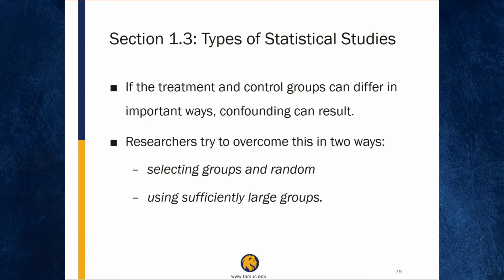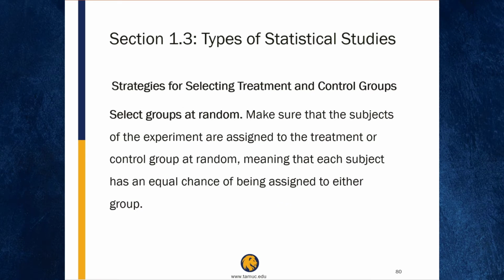If the treatment and control groups can differ in important ways, confounding can also result. And so researchers try to overcome this in 2 ways. 1, by selecting groups at random, or 2, using sufficiently large groups. So by selecting groups at random, we make sure that the subjects of the experiment are assigned to the treatment or control groups at random, meaning that each subject has an equal chance of being assigned to either group, not tending to favor one over the other.